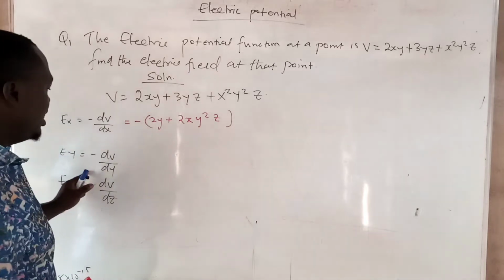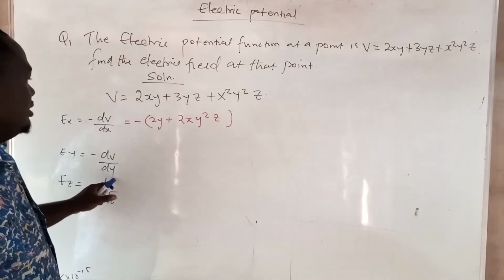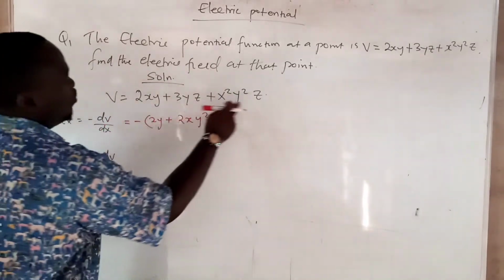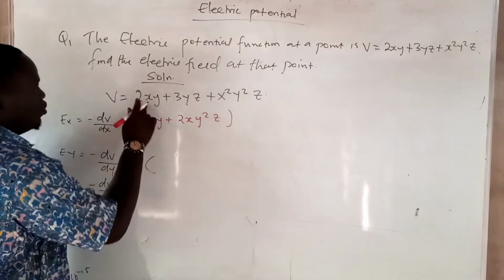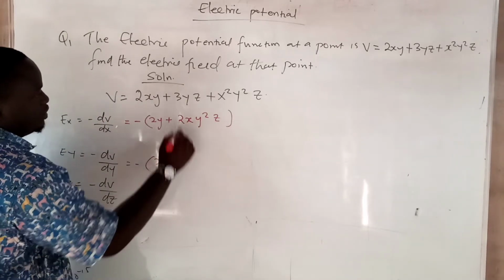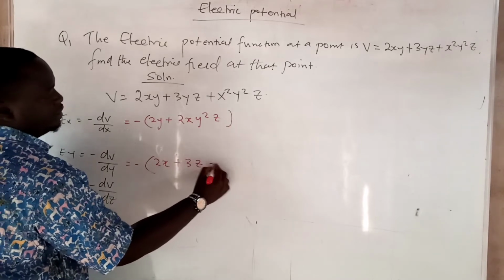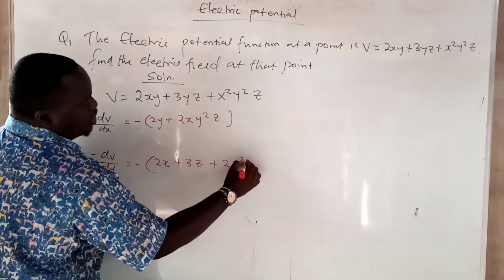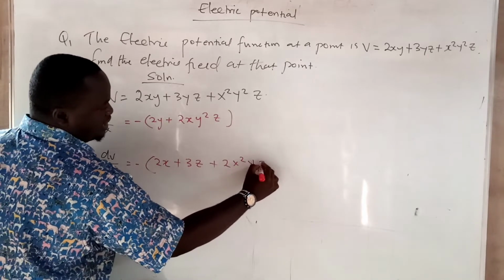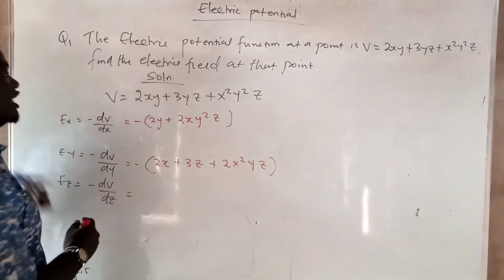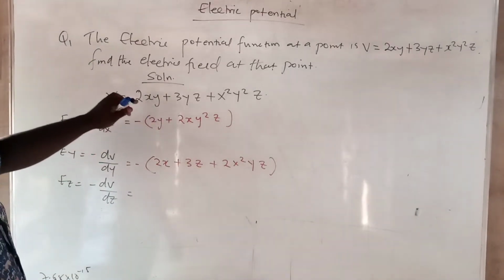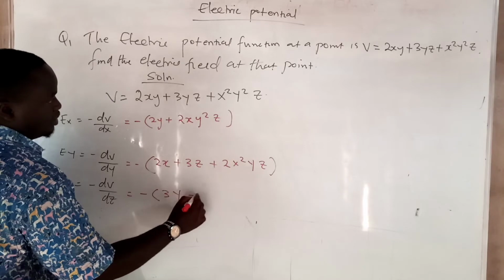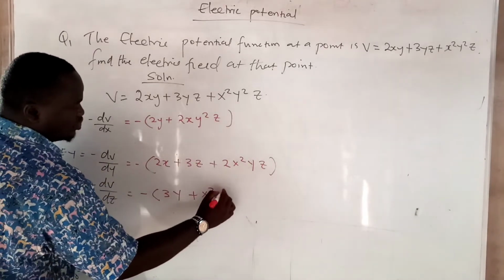Now, if I want to differentiate with respect to y, I'm only interested in the quantities that have y. Now, all these have y. So, differentiating this will give me 2x plus 3z plus, this will give me 2x squared yz. Differentiating with respect to z, I've not touched this, it doesn't have z. This will give me minus 3y plus x squared y squared.